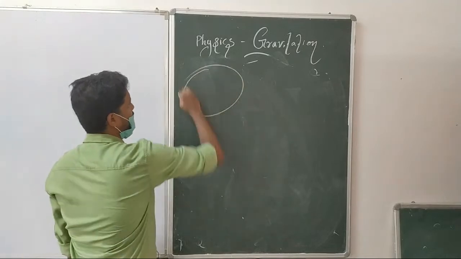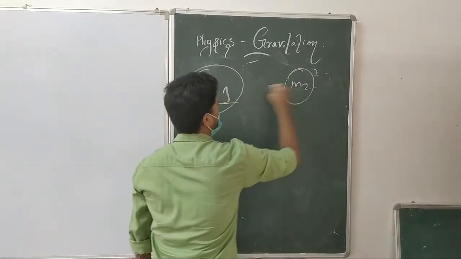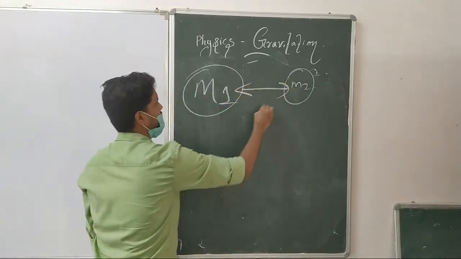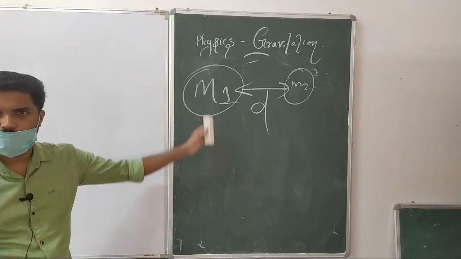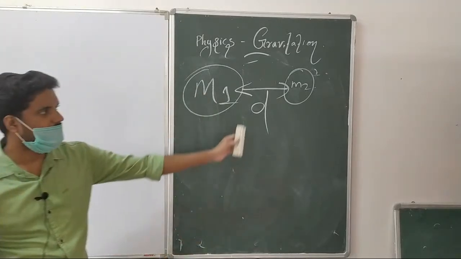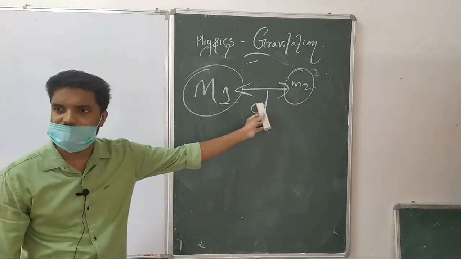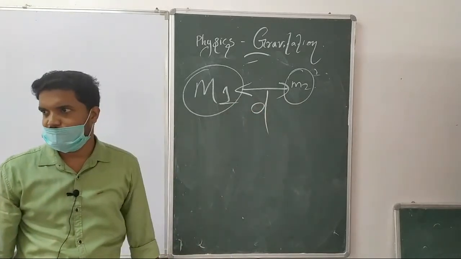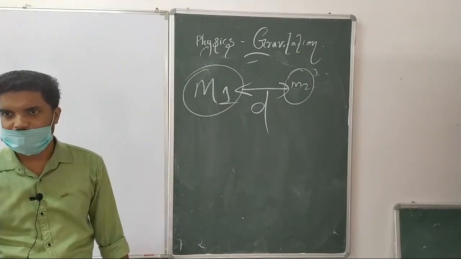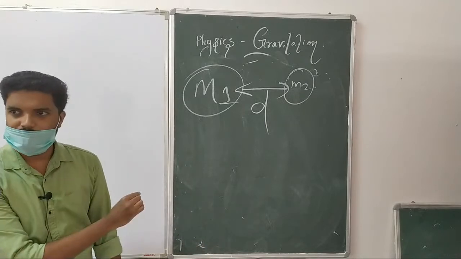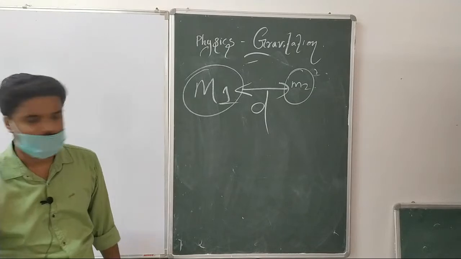Suppose there are two bodies, M1 and M2. They are separated by a distance d. Understood? First body M1, second body M2, separated by a distance d. According to Newton's law of gravitation, he stated the law like this. I will just give you the mathematical expression. State the law yourself.